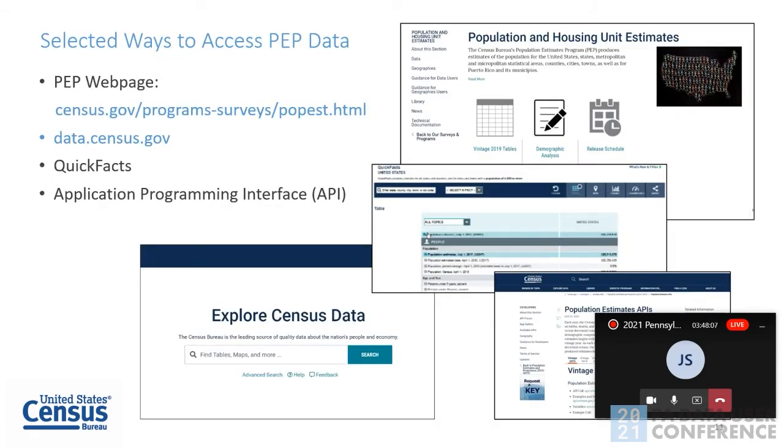PEP caters to a variety of data users. The estimates program caters to a lot of different data users with unique needs. So we have a variety of data access tools. The PEP web page is the primary way to access all of our PEP estimate products. Recently, and I think Kenny talked about that perhaps, we were able to make our first release of vintage 2019 estimates on data.census.gov.